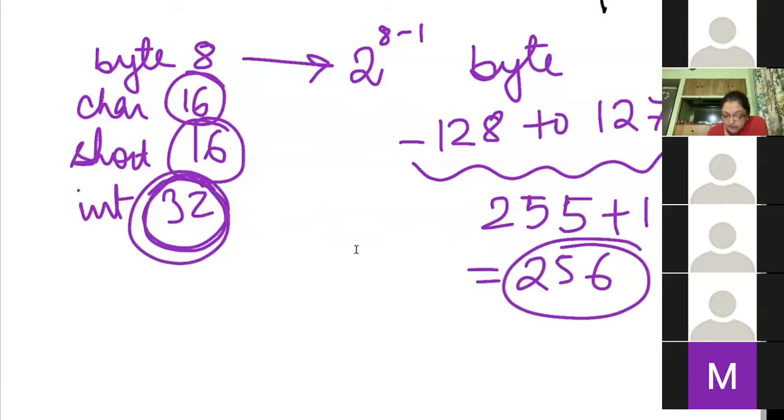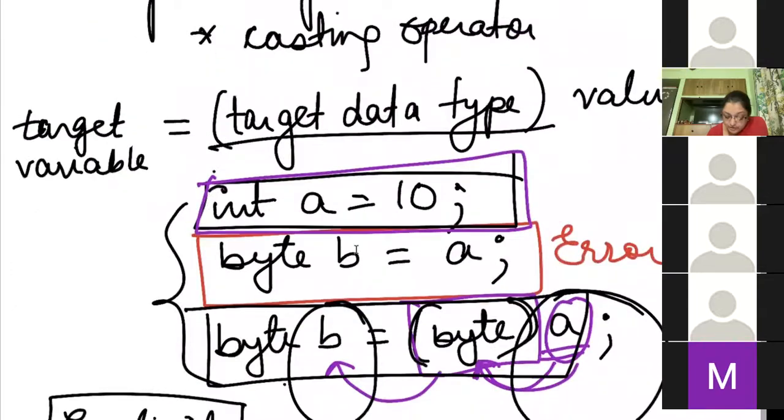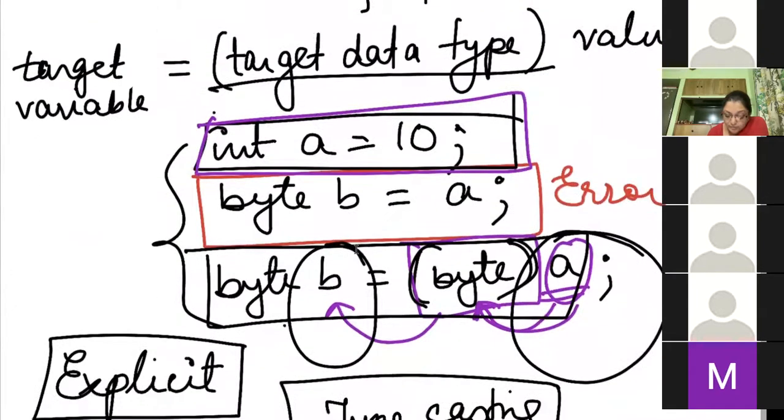So in this example, when we are trying to store int a, I'm giving a value 10, and then I'm trying to convert the value of a to byte. Byte is small, so you're trying to store a larger number. If the value of a is within the range of a byte, it will be stored exactly the same. Here 10 is less than 256, so it will allow you to store, and b will have the value 10.